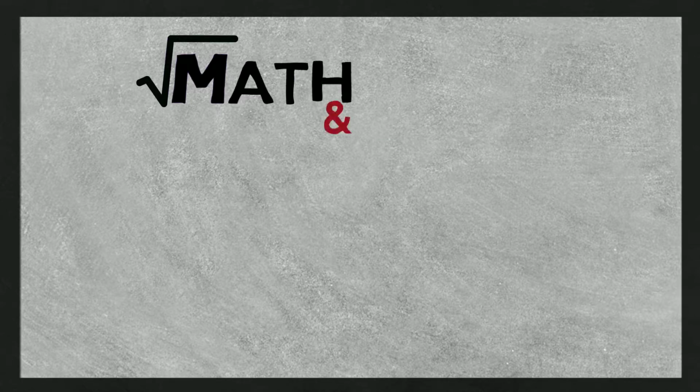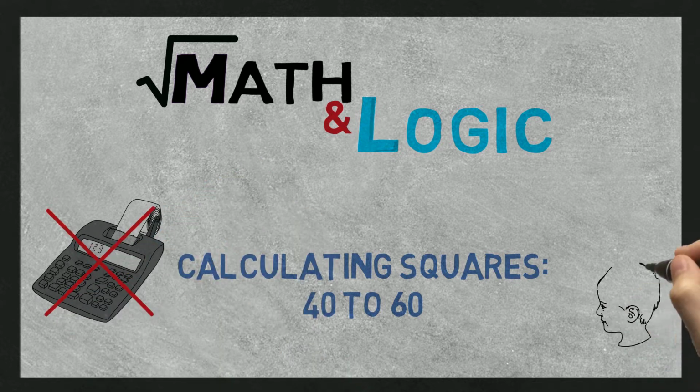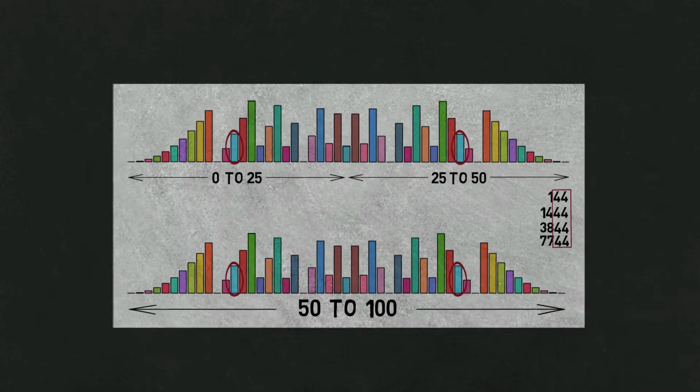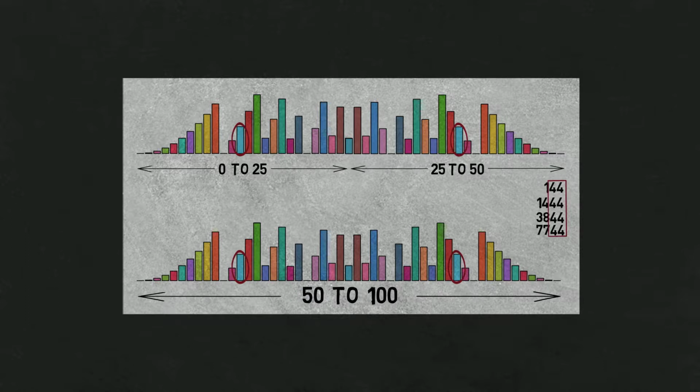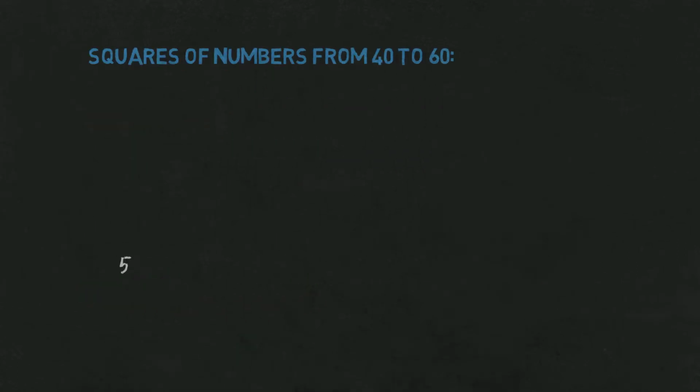Hi everyone! Today in Math and Logic I will show you how to quickly calculate another batch of squares between 40 and 60. It uses a simplified version of finding last two digits of squares from previous episode. Let's say we want to square number 56.